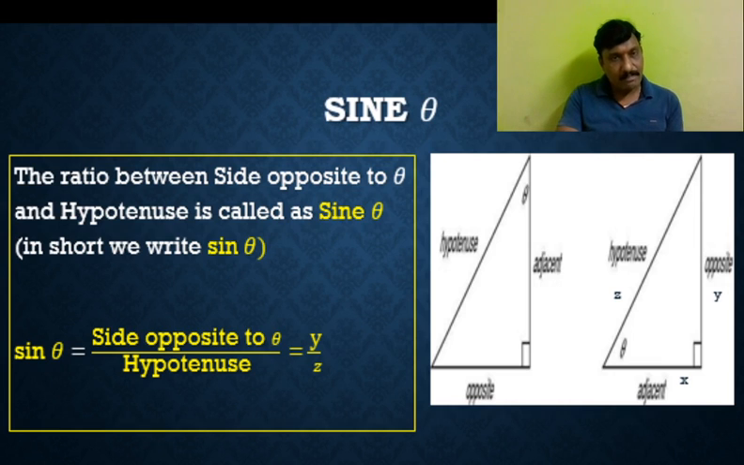Do you understand, children? This is the first ratio. This is a basic first ratio, we call them fundamental ratios. These are the first three ratios, and you are going to study six ratios.